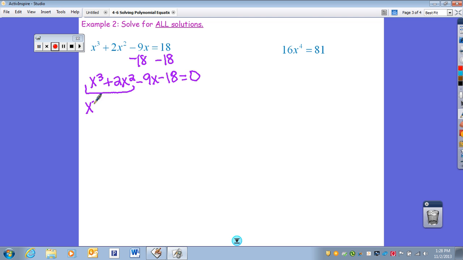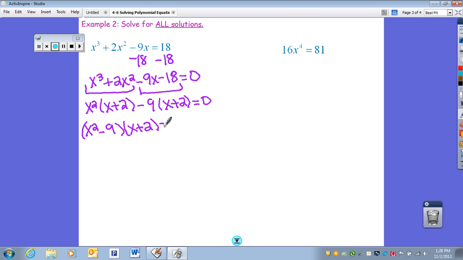The first 2 terms have an x squared in common, which leaves us with x plus 2, and our second 2 terms have a negative 9 in common, which leaves us with x plus 2. So when we're factoring by grouping, we're going to take the first monomial and the other monomial and put them together to be our binomial, and then we have our x plus 2, and that'll be equal to 0.